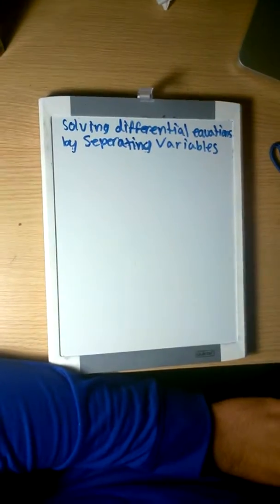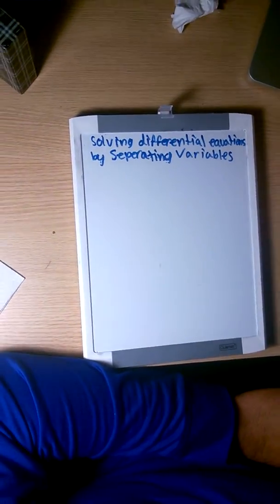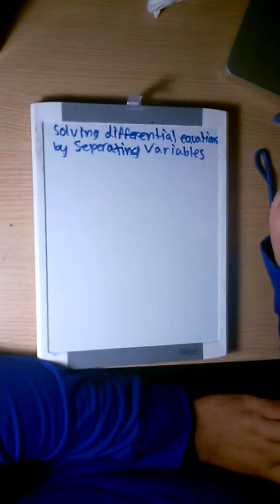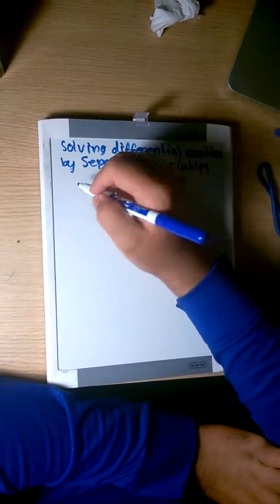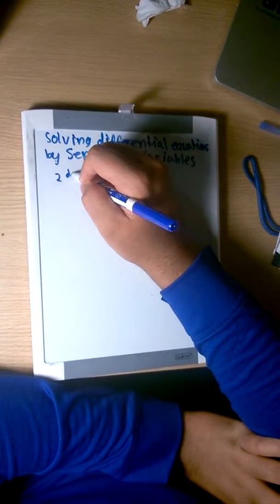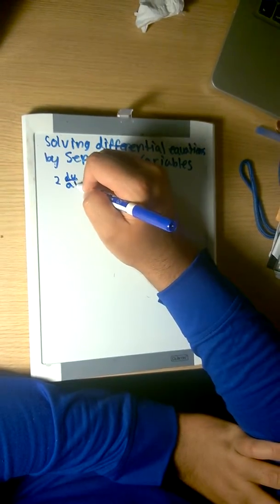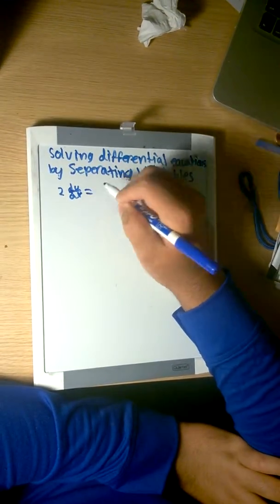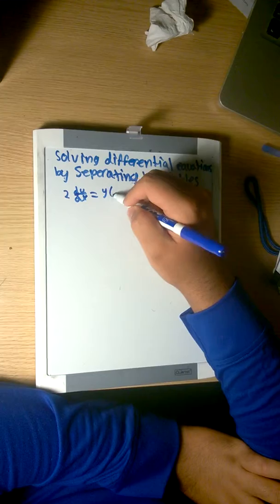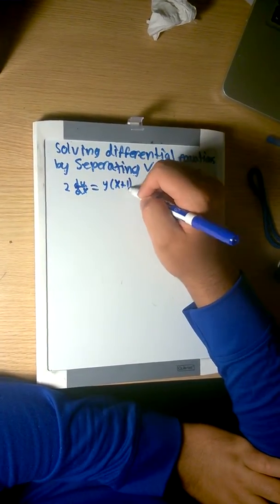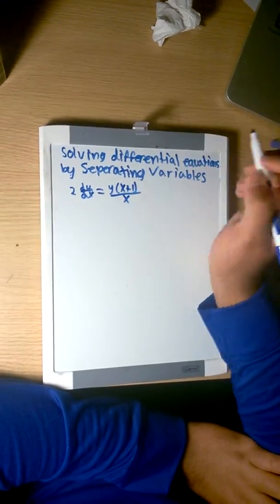Today we're going to be solving differential equations by separating variables. An example of one of these equations would be 2 dy/dx equals y(x + 1) all over x.